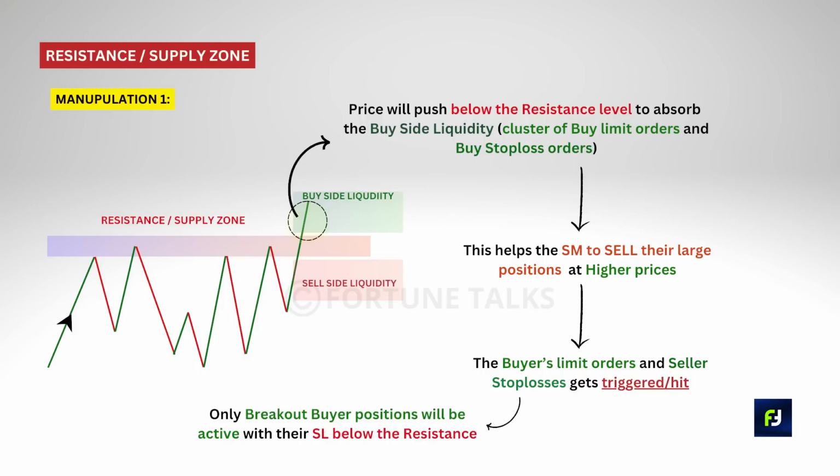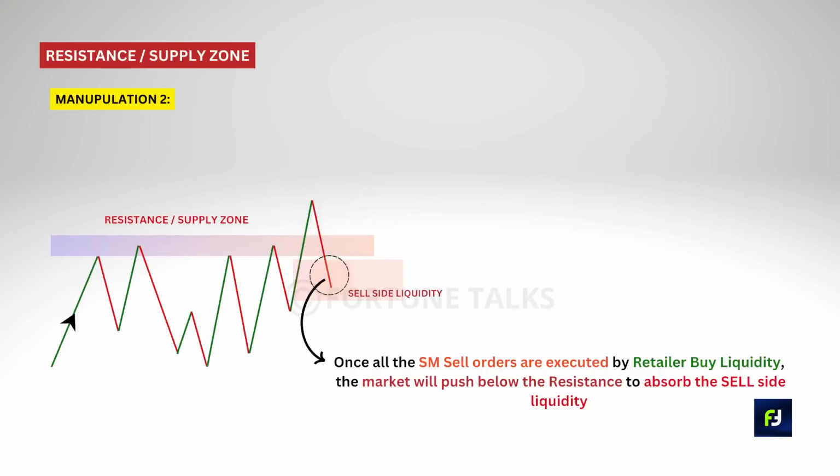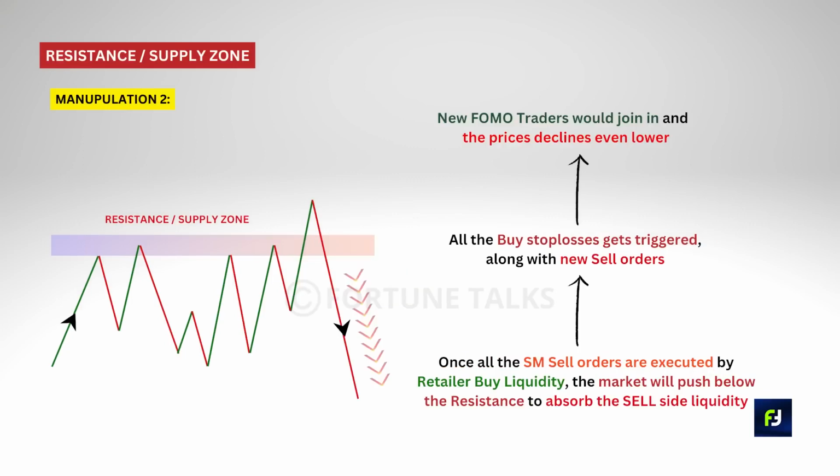But the breakout buyers are still active in their trades and their stop loss orders are still live below the resistance level. Or, in other words, the sell side liquidity is still available below the resistance. And once all the large smart money positions are filled, they will push the prices lower, thereby absorbing the sell side liquidity and taking out the breakout buyers. This will cause the price to fall rapidly, which will encourage the FOMO participants to start selling and thereby cause the market to decline even lower. This is another typical case of false breakout associated with a liquidity grab.